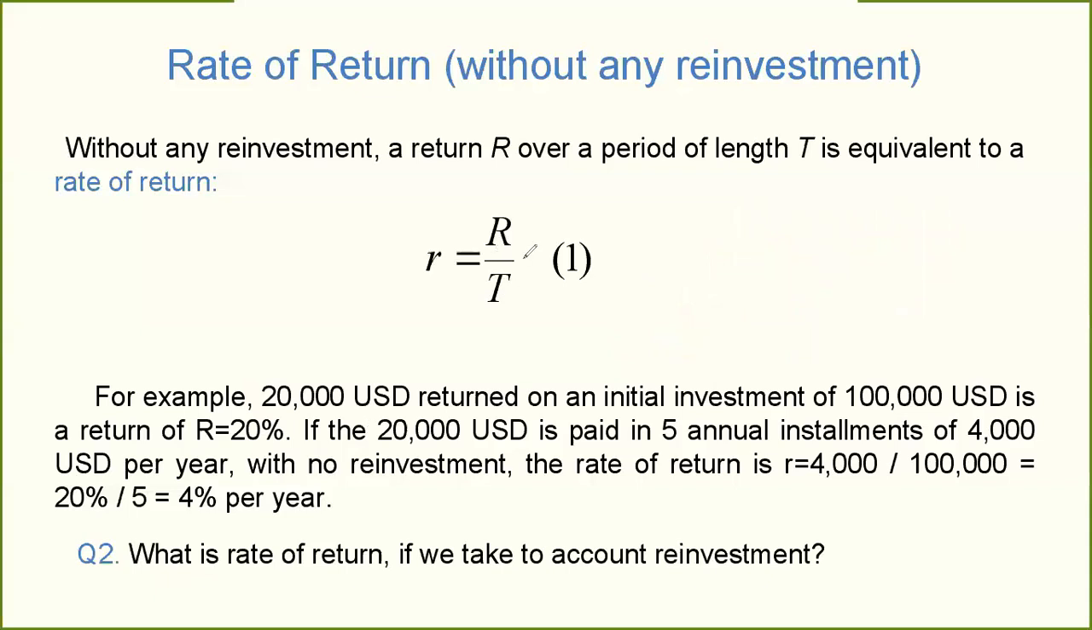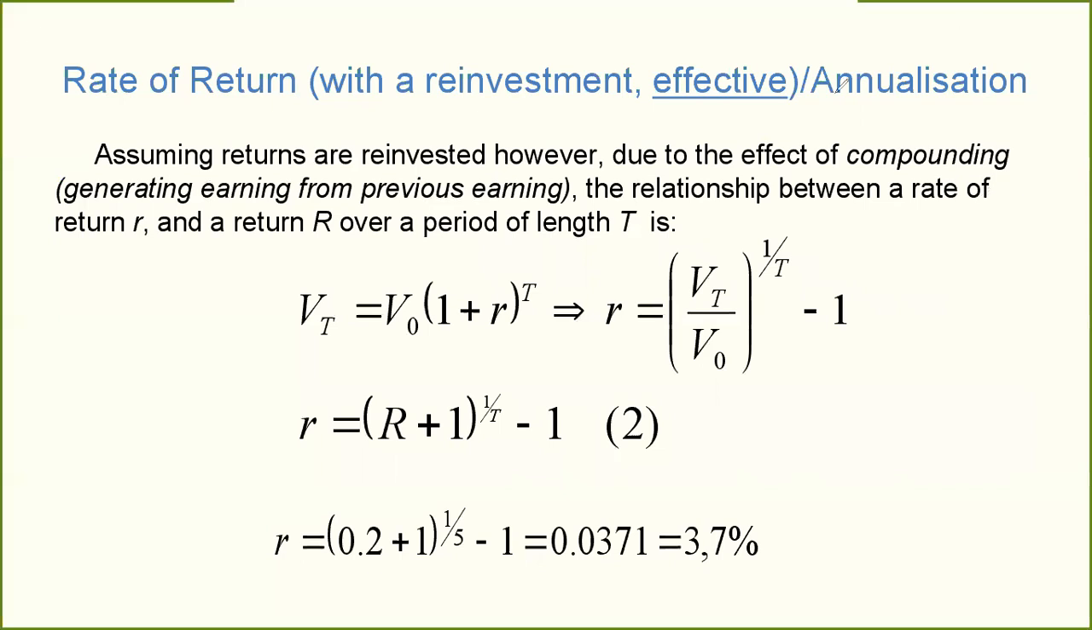And my question to you: what is the formula for the rate of return if you take into account reinvestment? What does it mean? We would like to take into account the effect of compounding. What is compounding? It is generating earnings from previous earnings. Yes, it's compounded interest rate.